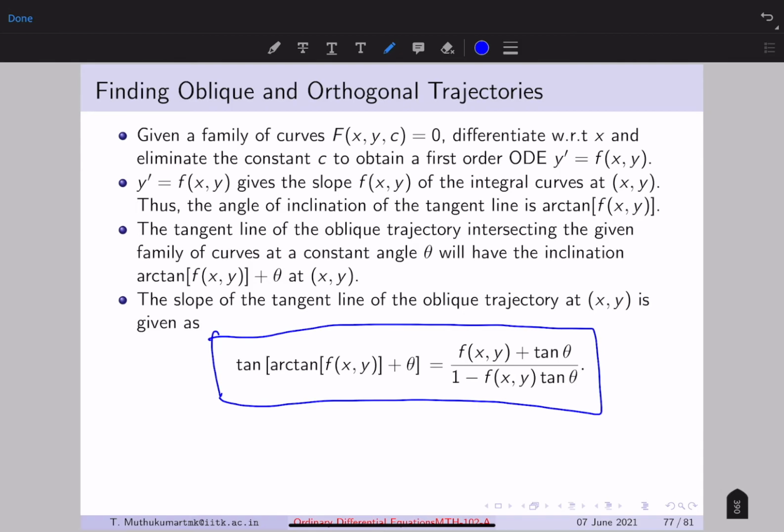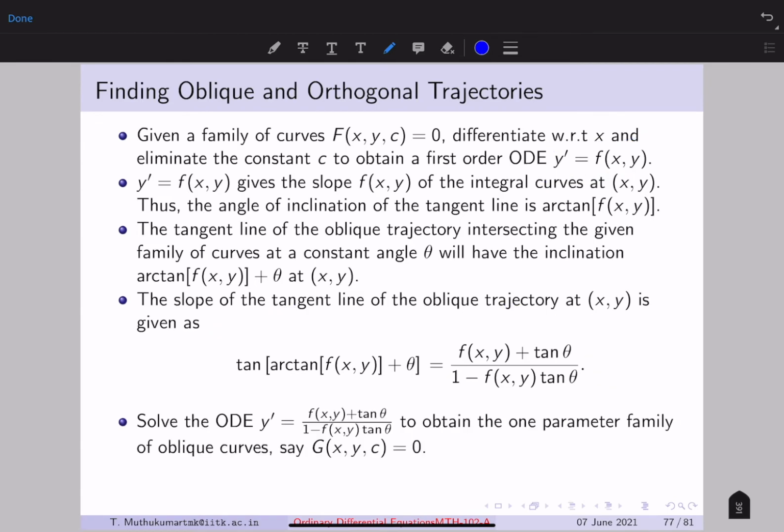So now how do you find that curve? How do you find the curve whose tangent line has the slope given by this? You want to find a curve whose tangent line, meaning y prime, should be equal to this quantity. So you solve this ODE, y prime is equal to this quantity. If you solve this ODE, you are going to get a one parameter family of solutions, which will be the curve that you are interested in. So this g(x,y,c) is a family of curves which will intersect the given family of curves at angle theta.